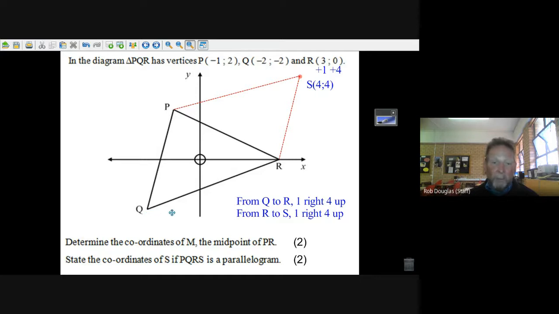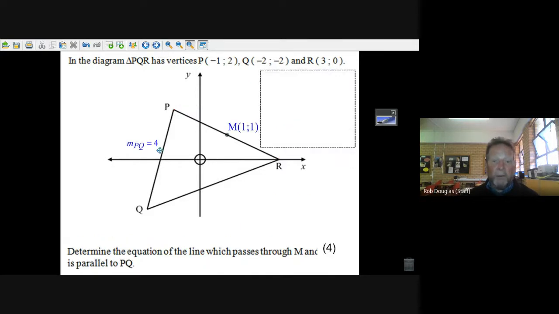Whatever happened to Q to get to P, do the same thing with R, and you'll get your answer. That's got to make a parallelogram, because there you have it. Same gradient of 4 over 1 makes the same parallel line, so it's a parallelogram. Okay, let's look at the last question.